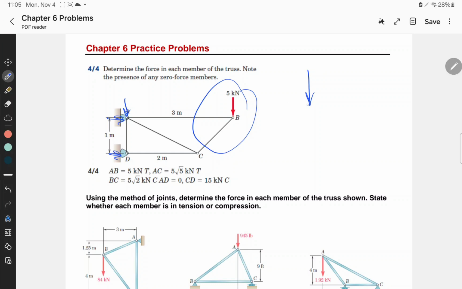From here, I'm gonna assume it's this way. That's my assumption. And then this one, I'm gonna assume is this way. And this is our point, and this is 5 kilonewtons. And this is BC. This is AC. And this is 45 degrees because this is 1 meter right here, 1 meter and 1 meter. That's gotta be 45 degrees.